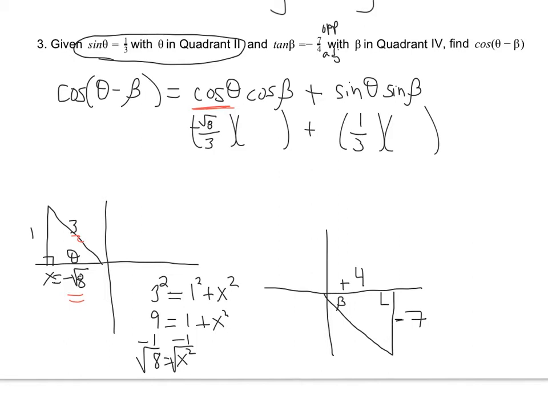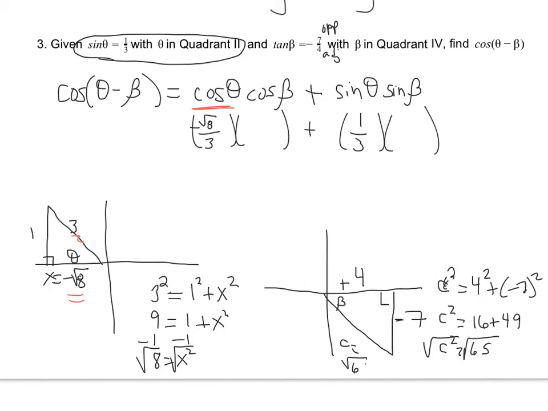I can again find my hypotenuse using the same thing. So we'll find this hypotenuse, c. The hypotenuse always goes by itself, so c squared equals 4 squared plus -7 squared. So c squared equals 16 plus 49. 16 and 49 is 65. So c squared equals 65. Taking the square root says this hypotenuse is going to be square root of 65.